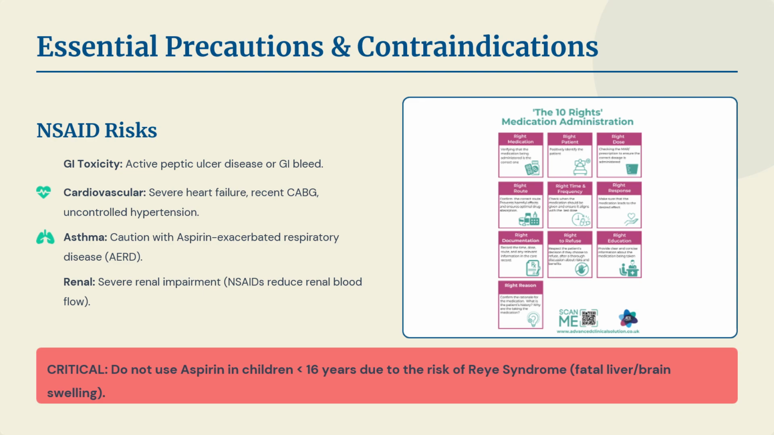Asthma, you should be avoiding it. Caution with aspirin, especially as there is NSAID-induced asthma, followed by patients who have severe renal impairment. Please avoid NSAIDs as they reduce renal blood flow. And also do not use aspirin in children who are less than 16 years of age because of the risk of Reye's syndrome. What you see in Reye's syndrome is basically a fatal liver condition, and there is brain swelling happening.